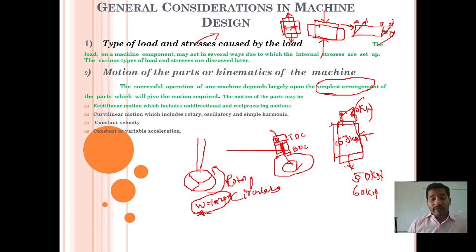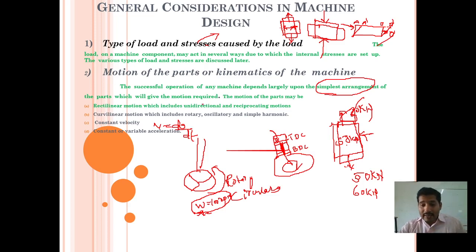What about constant velocity? Velocity we know very well. Velocity is nothing but the rate of change of distance with respect to time. We can say displacement with respect to time is velocity. Velocity is a vector quantity. It represents the magnitude as well as direction.